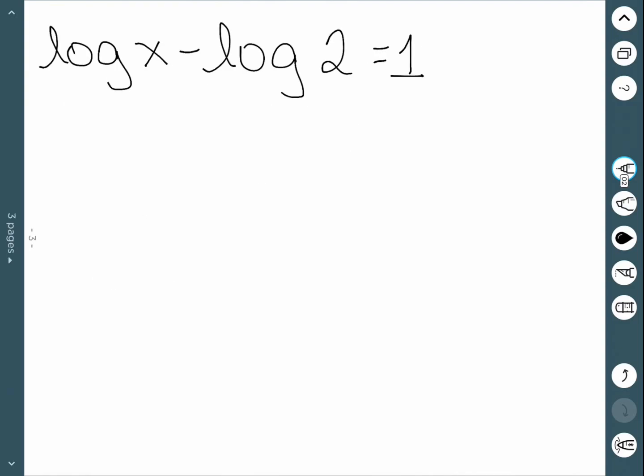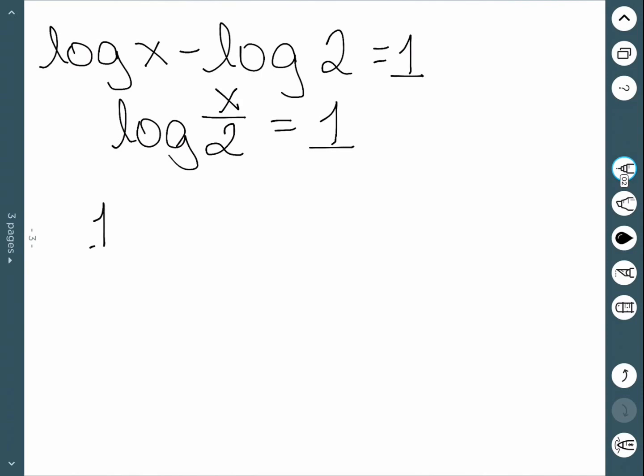What about this one? This one seems like this weird combination between the two. I do have two logarithms with the same base, but I also have this extra number floating around at the end. Well, essentially we're going to keep doing what we've been doing. We'll use our properties of logarithms to combine these, and a subtraction means we divide the arguments, so x over 2 equal to 1. And now we can move to exponentials.